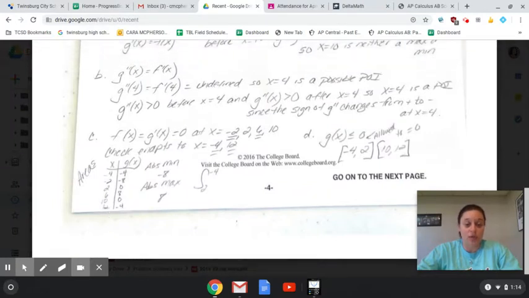So my chart was huge. I went -4, -2, 2, 6, 10, and 12. I'm looking for the absolute highest one, that's my absolute maximum, and the absolute lowest one, which is my minimum. So here's how I get the answers.